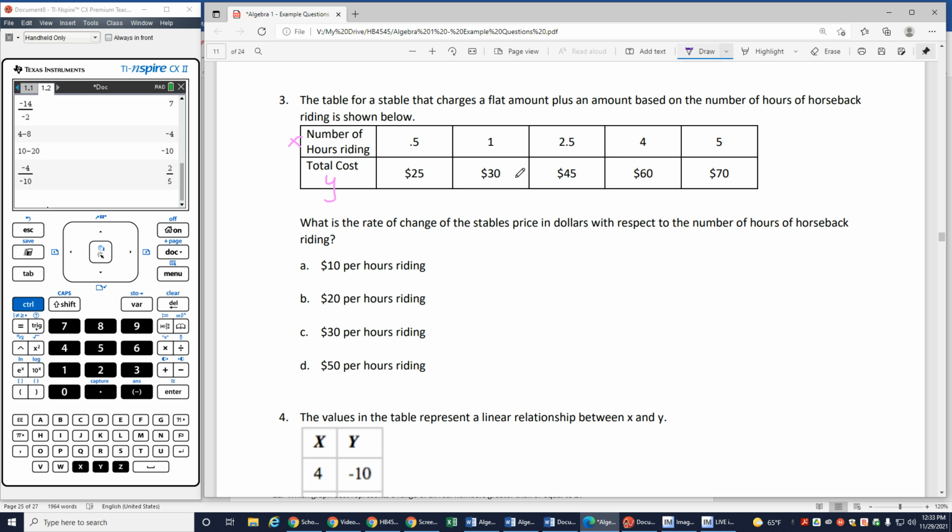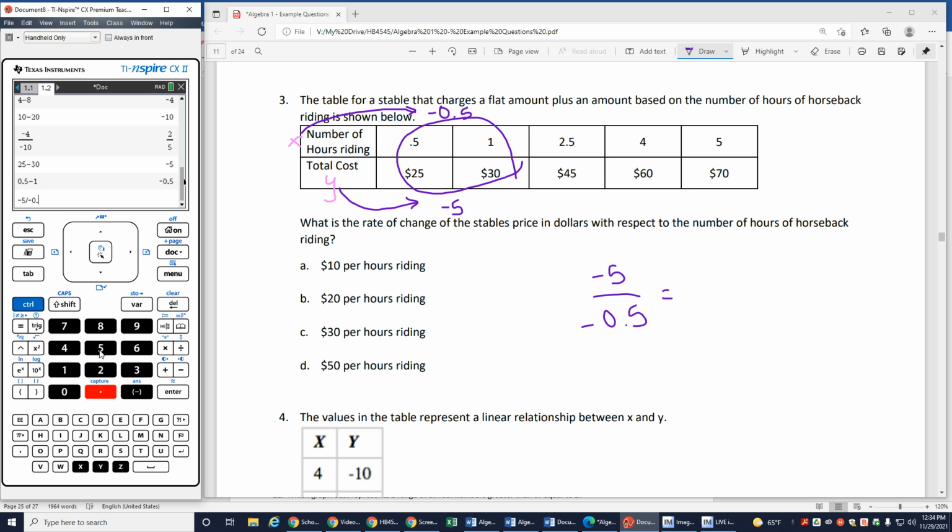Okay, so let's calculate. Pick 2 points. I usually just go with the first 2. Find the change in your y and the change in your x. So it's going to be 25 minus 30, which is negative 5 for my change in y, and then 0.5, first one, minus the second one, is a negative 0.5. So then my change in y is -5, that goes on top. My change in x is -0.5, that goes in the bottom. So then when I put this in my calculator, -5 divided by -0.5 gives me 10. So $10 per hour of riding. Okay, might as well write that over here just so it looks finished.